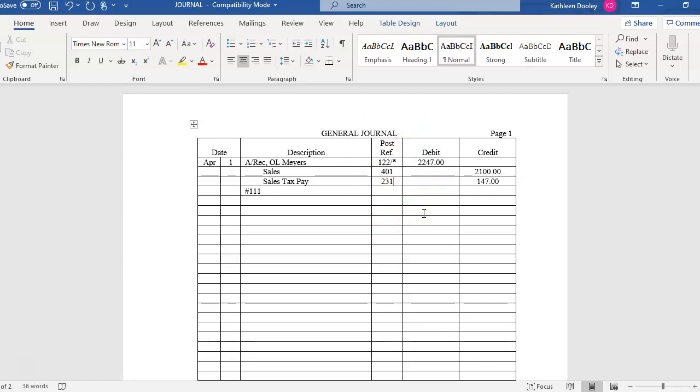Now we could have waited until we got done with the journal to post, especially the sales and the sales tax payable if we wanted to. If you were working on software, these would probably post immediately. You could hit the submit or the OK button, whatever the software has, once you're done, and it would automatically post all of these, including the O.L. Myers. But if you're doing this manually, you would definitely need to post the O.L. Myers right away.